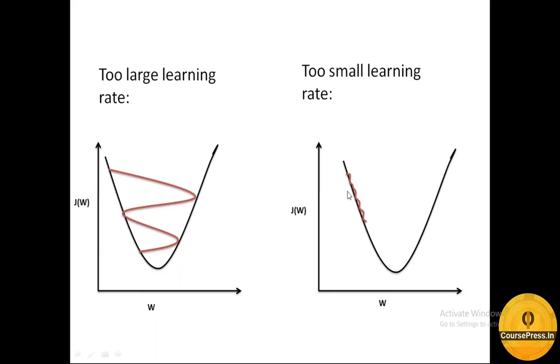On the other hand, if I have a very small learning rate, it will take too many iterations to reach the minimum point. This is again a problem because it will take too long for me to reach my global minimum.